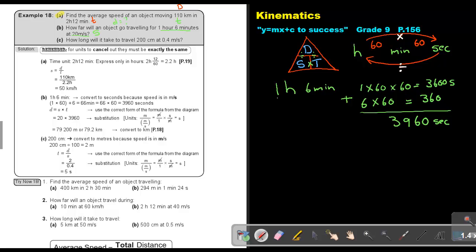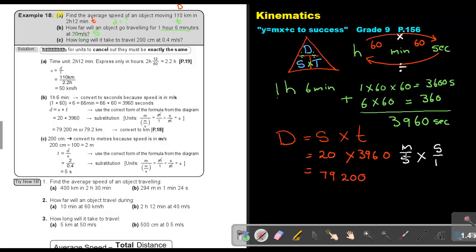Okay, but now I want to work out the distance. Now, what is distance? Distance is speed multiplied by time. So what is the speed? Okay, let's just go back. Speed is 20. And I multiply it with the 3960. And that's going to give me 79200. Okay, can I just show you the units here to see how it cancels out? So that one was in meters per second. This one was just in seconds. Put it over 1. This cancels out. So what is left? Meters.